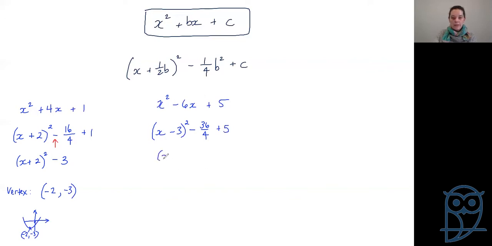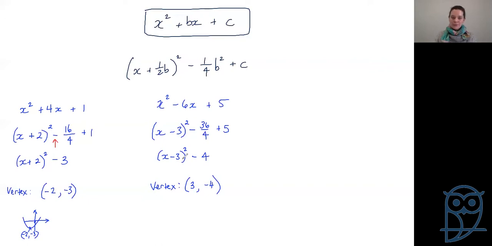So here we have x minus 3, all squared. 36 divided by 4 is 9. So minus 9 plus 5 is minus 4. And of course, why not? Vertex is going to be minus 3 becomes 3, minus 4 stays minus 4. So we've gone from just an x squared minus 6x plus 5, hooray, we've got a quadratic, to a format which we can use for so many other things and immediately knowing exactly where that vertex is going to fall.